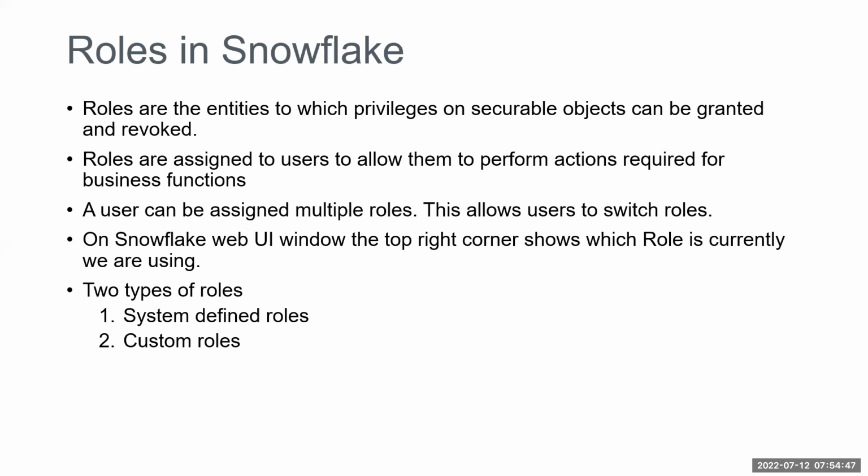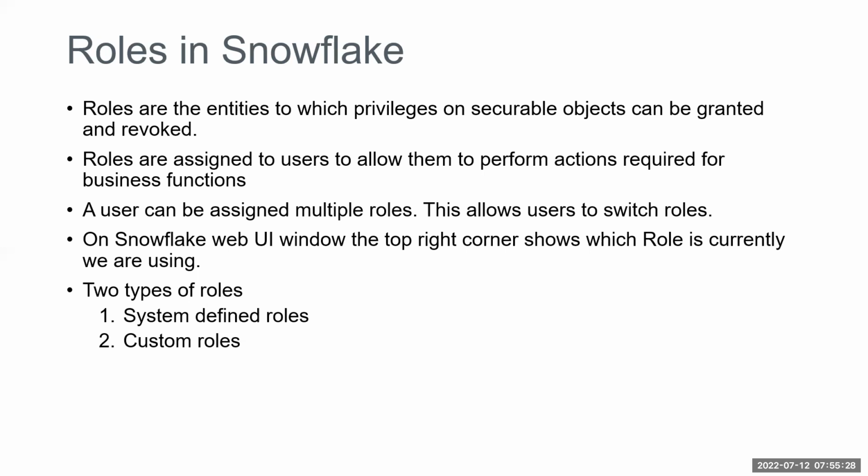Roles are assigned to users to allow them to perform actions required for the business functions. With just creating roles we cannot do anything, right? Those roles should be assigned to a group of people or a single user. In that case only they can perform the required operations. Suppose a developer wants to load some data, so he needs insert access to the table. For the developer role we give insert privileges, then we assign that role to the developer, then he can insert the data into the table. Like that the roles are assigned to users so that they can perform their business functions.